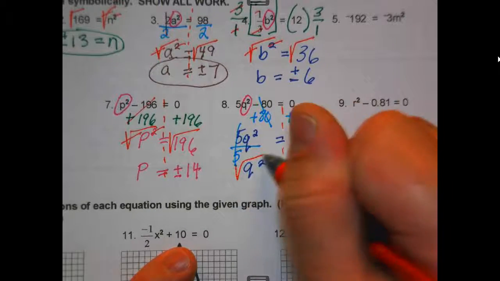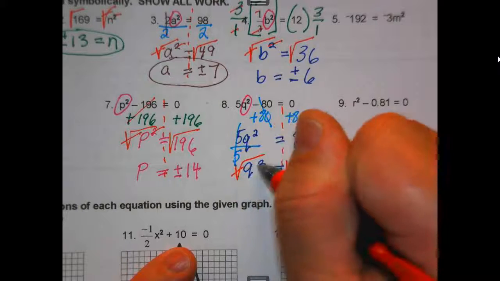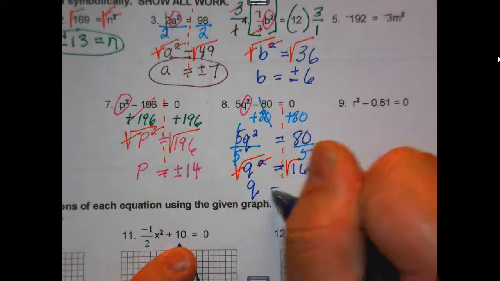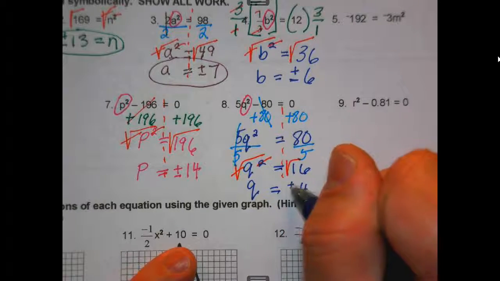Square root both sides. So Q, square root of 16 is 4. Don't forget the plus or minus.